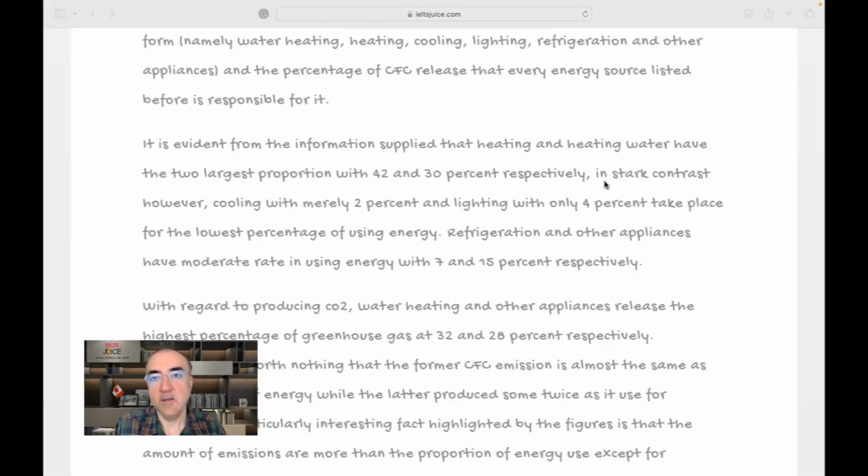That's very good. Now here we need a semicolon. In stark contrast, that's beautiful. That's a very good collocation. However, that's again beautiful. This comma is used correctly. Cooling with merely 2%, TWO, please, because it's formal. And lighting with only 4%, FOUR, please. Take place for the lowest percentages of energy use or of using energy. Fine.